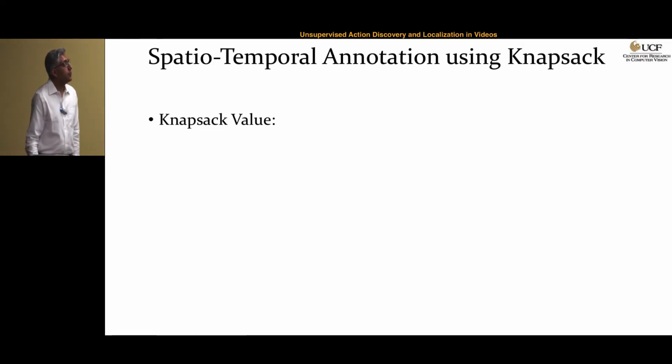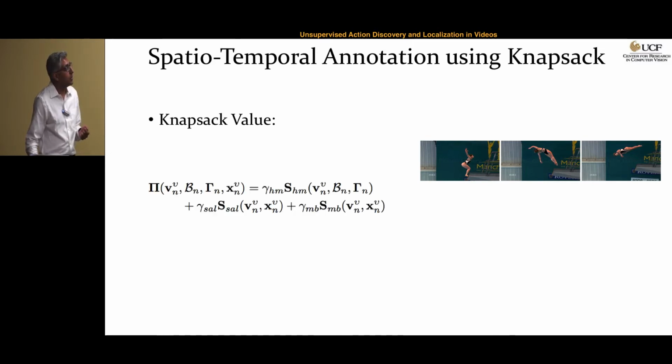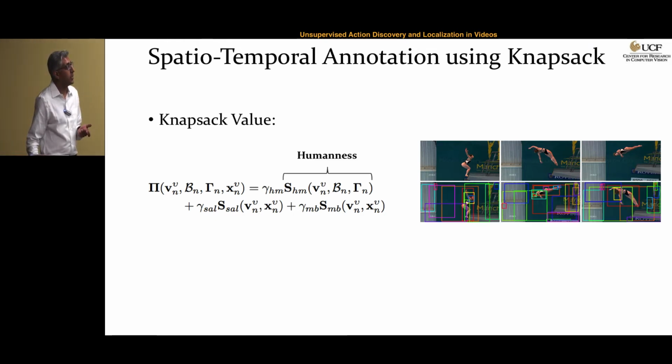Now, first I would like to define the knapsack value. So given any video, we would like to define a knapsack value for all the supervoxels present in that particular video. So the formulation looks something like this, where it consists of three parts. First is humanness. So for computing the humanness of each supervoxel, we detect human bounding boxes in each frame of the video. And we look at how well those bounding boxes overlap with the supervoxels in that particular video. So the good overlap and high detection score would give us good humanness score for each one of those supervoxels.